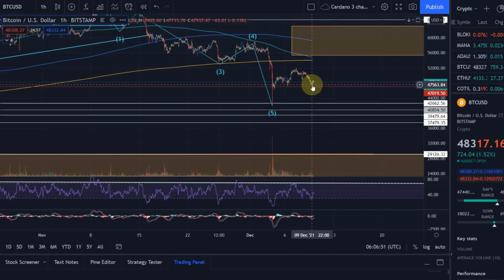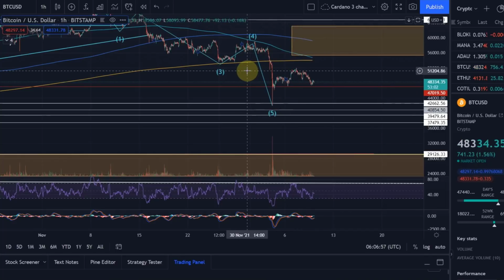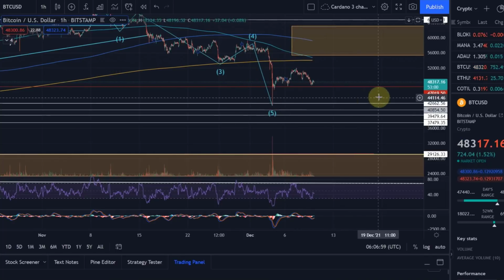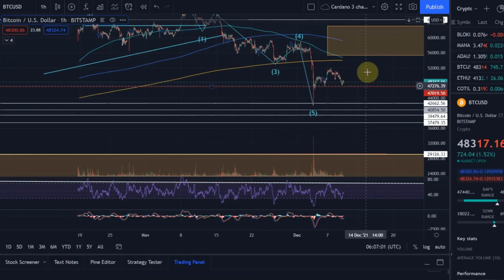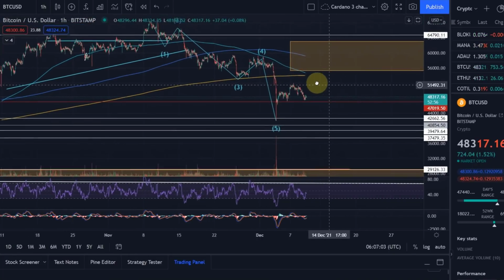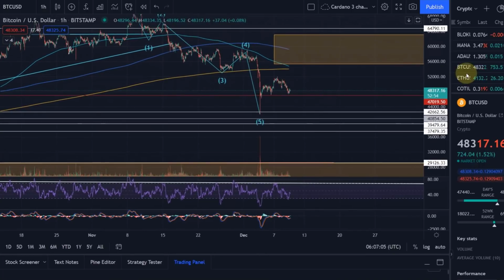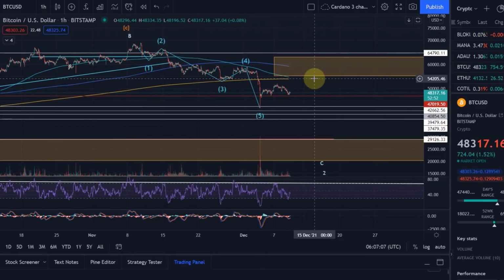Again, if that holds the 47k level, which it did so far, then we would still expect us to get into the yellow target box, but no certainty at the moment. And again, there are no certainties really in this market. There are no guarantees. I don't make any promises here.